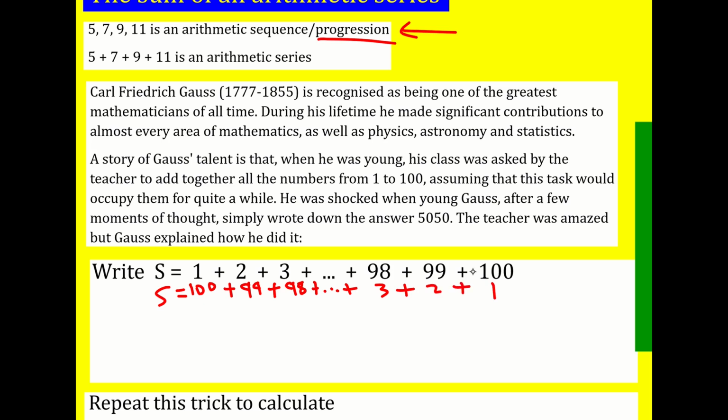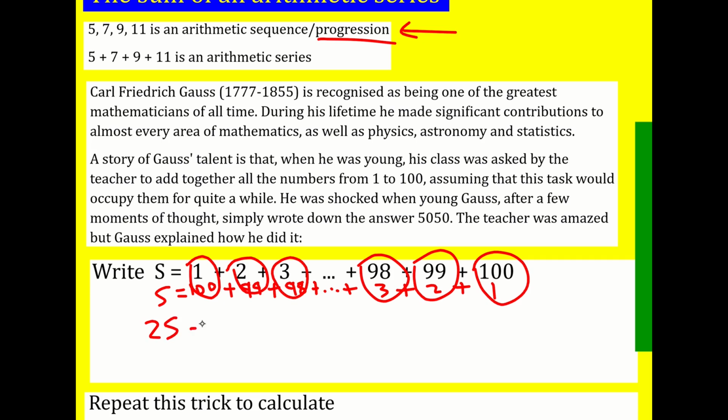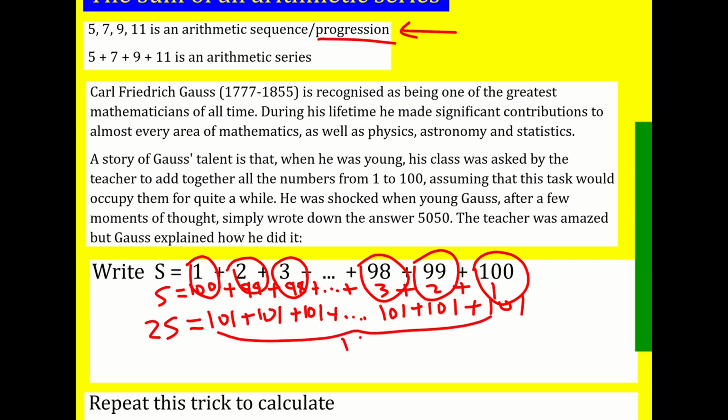And if you look at this, you can see that I've got pairs that add to 101. All of them add to 101. Now I can imagine adding these two things together. So I'd have 2S, which is 101 plus 101 plus 101, etc. How many pairs do I have? Well, I had 100 numbers to start with, so I'm going to have 100 pairs. And therefore, 2S is going to equal 101 times 100.